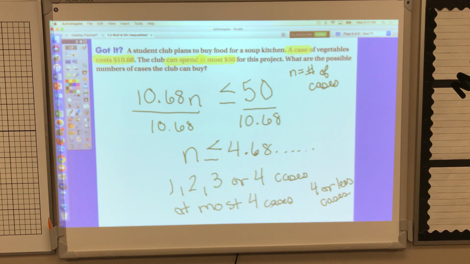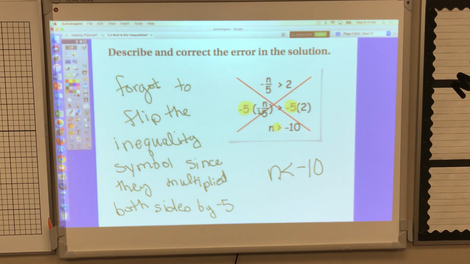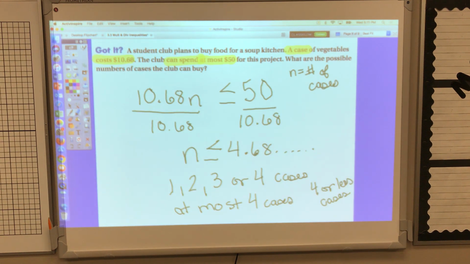So the trick for today is when you are solving linear inequalities with multiplication or division, if you multiply or divide both sides by a negative number, you need to flip your inequality symbol. And as a quick reminder, if you are graphing linear inequalities, if it's not or equal to, it's an open circle. If it is or equal to, it is a closed circle.